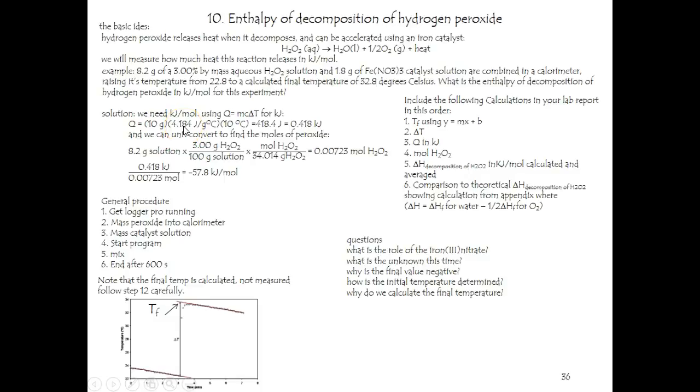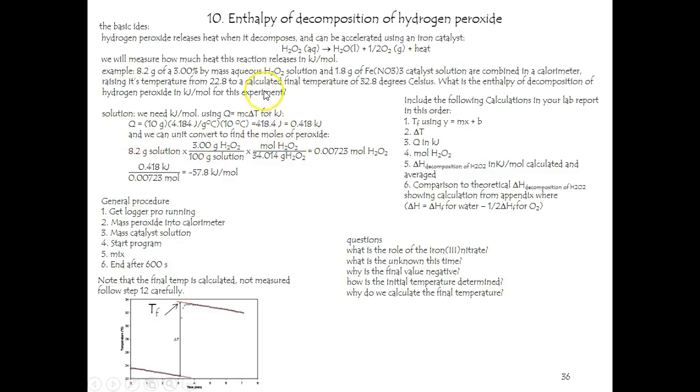The specific heat of the solution, we're going to assume it's largely water and simply use the specific heat of water, which is 4.184 joules per gram degree Celsius. The temperature change was 10 degrees Celsius. This gives us 418 joules, or 0.418 kilojoules.